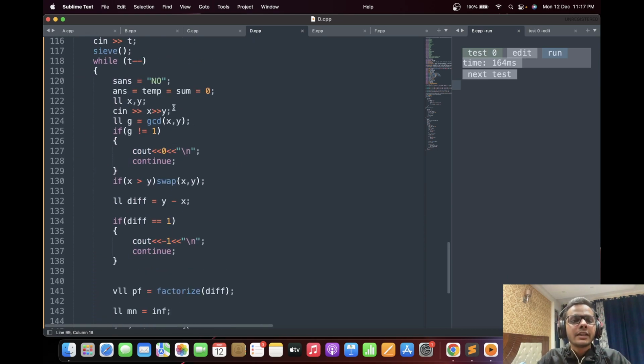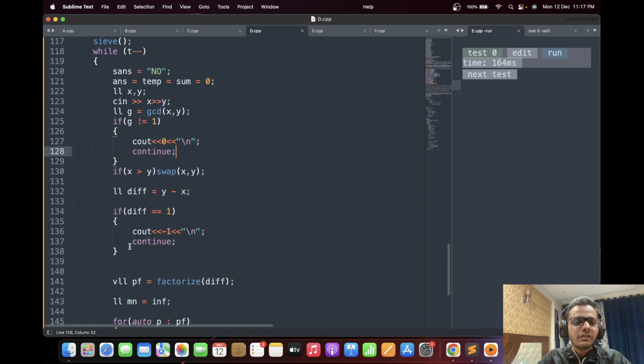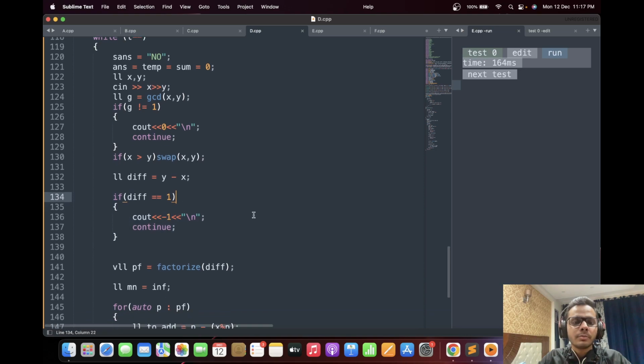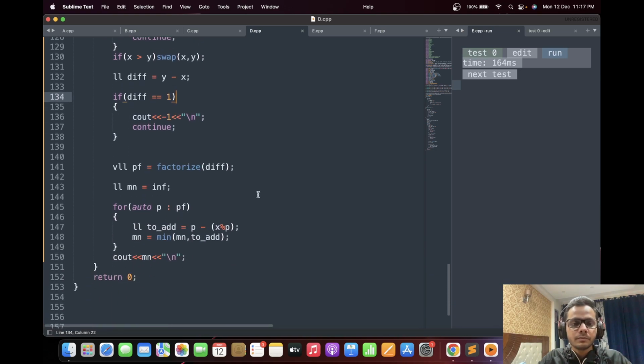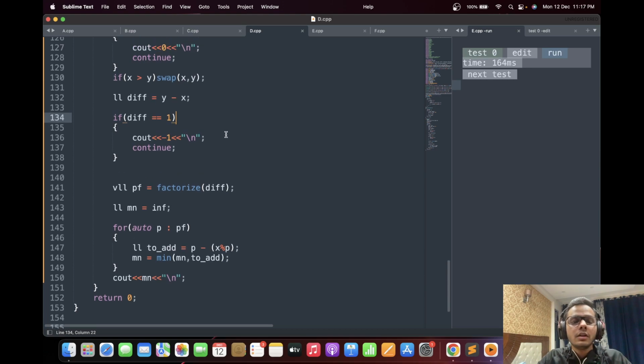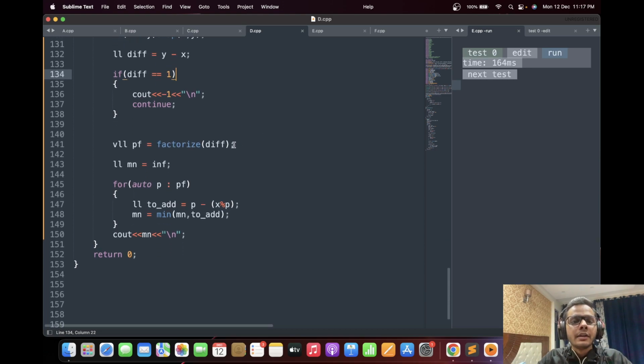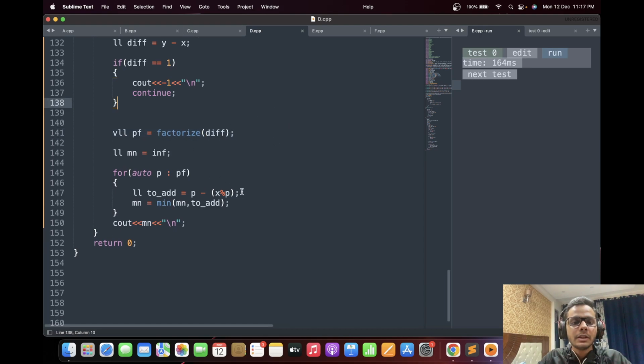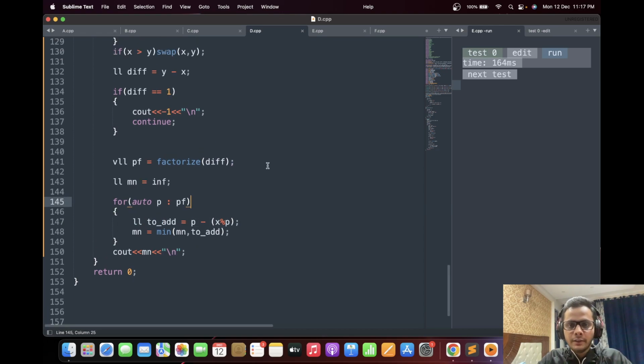So now we read x and y. If GCD is not equal to 1, we output 0, and if the difference is equal to 1, then we simply output -1 because there will be no prime factor which will be a factor of both x plus k and y plus k. And then we generate all the prime factors of this difference y minus x, and we just take the minimum value of p minus x modulo p, and that is going to be our answer, right?